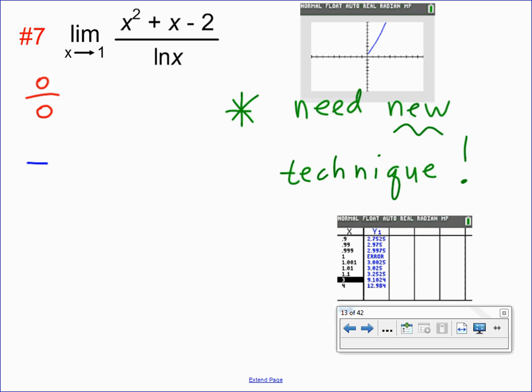I'll show that I'm using L'Hopital's rule by putting a little h over my equal sign. This is the step where I'm applying L'Hopital's rule, where I'll consider the limit as x approaches c of the derivative of the top over the derivative of the bottom, and try again.